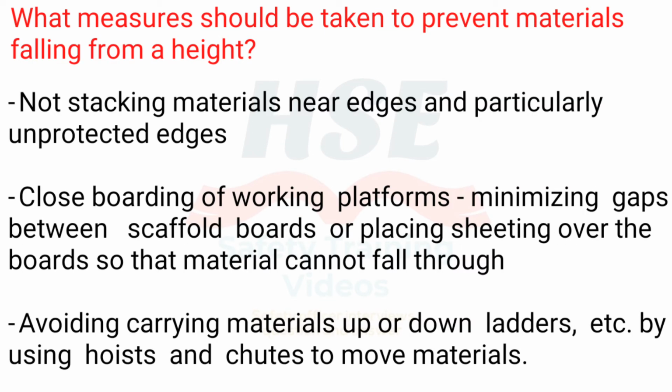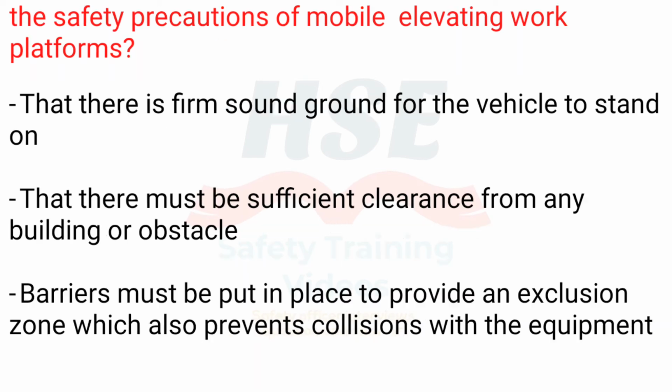What measures should be taken to prevent materials falling from a height? Not stacking materials near edges and particularly unprotected edges. Close boarding of working platforms, minimizing gaps between scaffold boards or placing sheeting over the boards so that material cannot fall through. Avoiding carrying materials up or down ladders, etc., by using hoists and chutes to move materials.